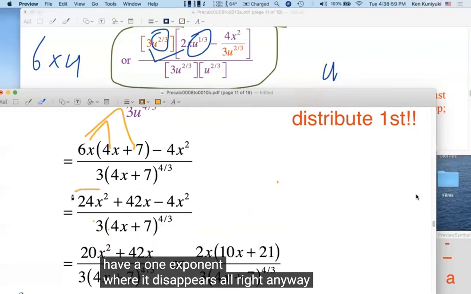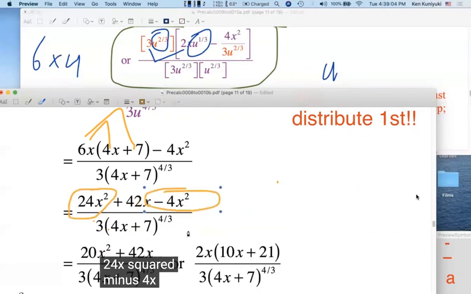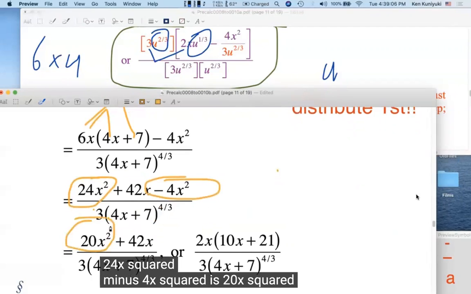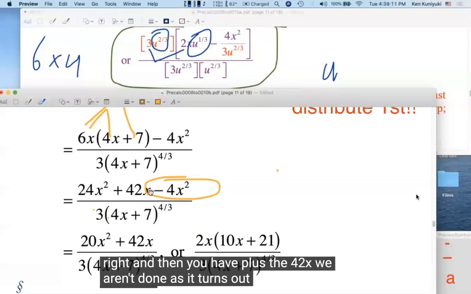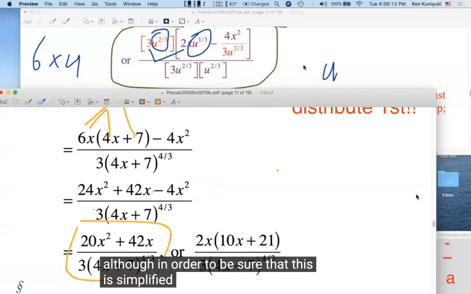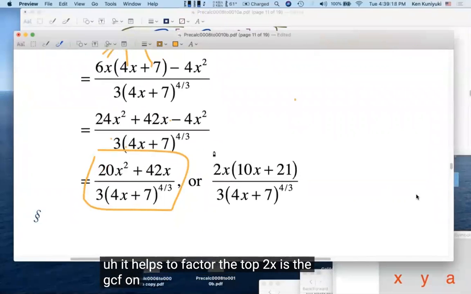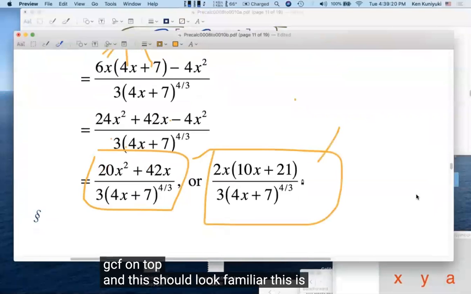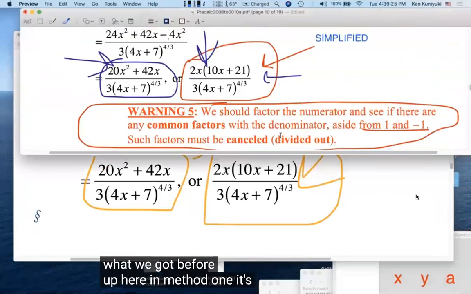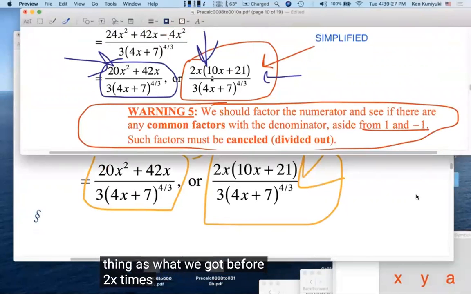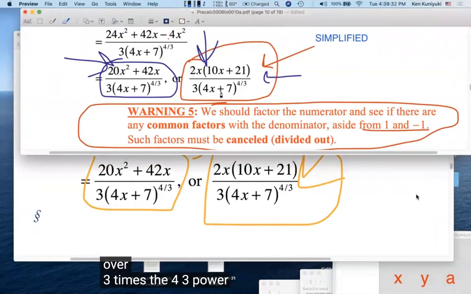All right, anyway, combining like terms on top, that's okay. 24x squared minus 4x squared is 20x squared, right? And then you have plus the 42x. We aren't done, as it turns out, although in order to be sure that this is simplified, it helps to factor the top. 2x is the GCF on top, and this should look familiar. This is what we got before up here in method 1. 2x times the quantity 10x plus 21 all over 3 times the 4/3 power of 4x plus 7.